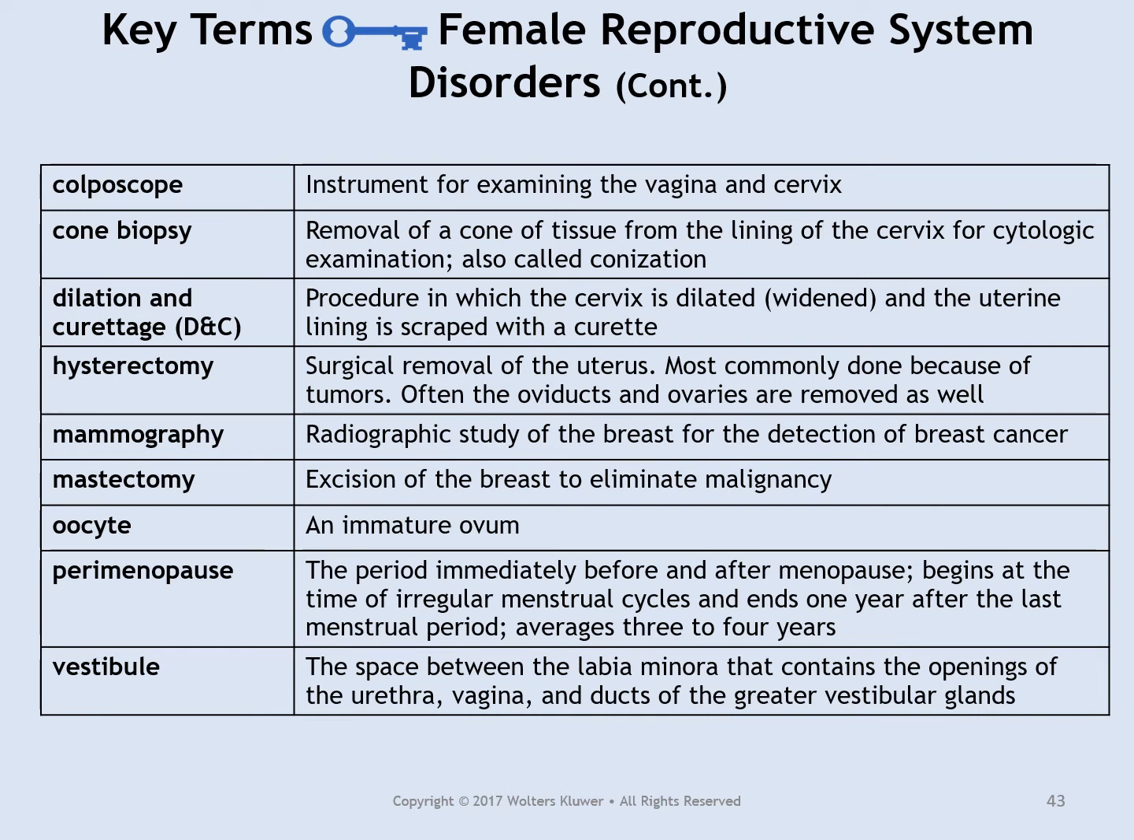All right, colposcope, D and C. Okay, perimenopause is the period right before and after menopause. That's when the menstrual cycle starts to get irregular before complete menopause, and then a year after the last menstrual period. That's a period of time from the beginning of menopause to a year after the cessation of menses.